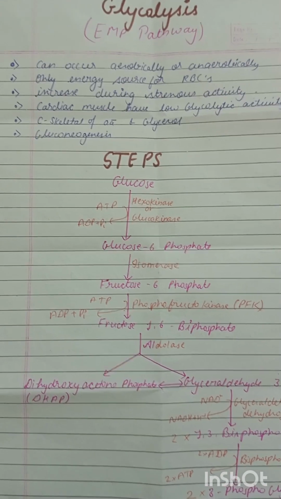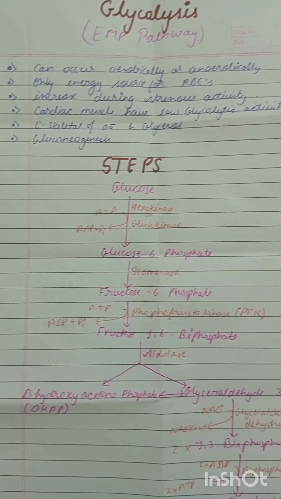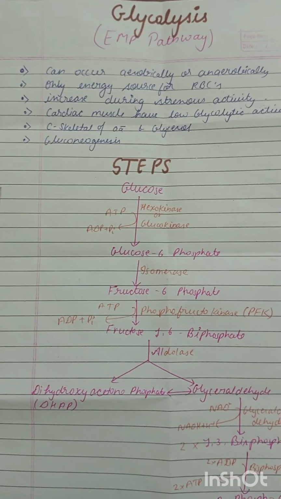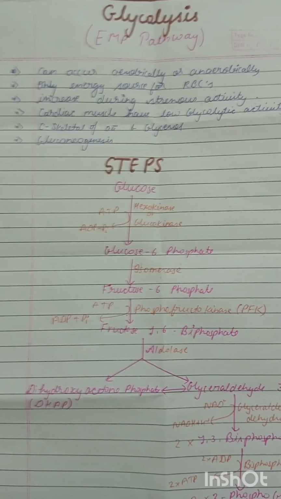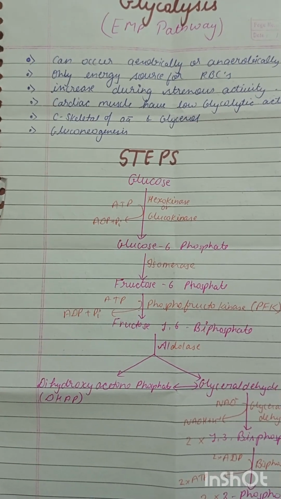Hello guys, so today our topic is the EMP pathway. EMP pathway, Embden-Meyerhof and Parnas pathway, or glycolysis. Glycolysis, or dissolution of sugar, occurs in all cells of our body. It occurs in two ways, aerobically or anaerobically.